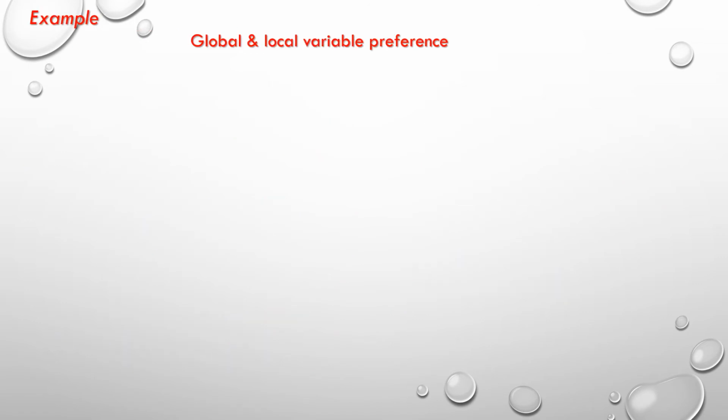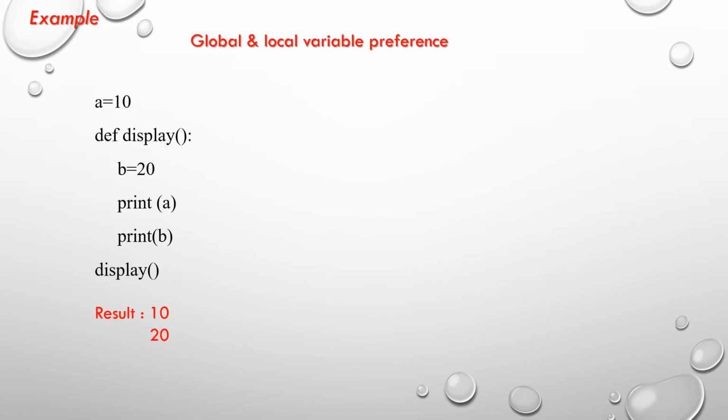Let's consider one more example. Here we assign 10 to a, and in the definition, the function name is display. Here the arguments are 0. Then we assign b is equal to 20 with indentation. So this is the indentation. Then we are going to print a and print b, and here we call the function. The function name is display.